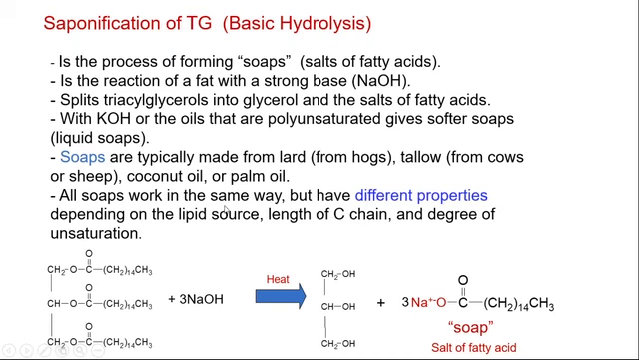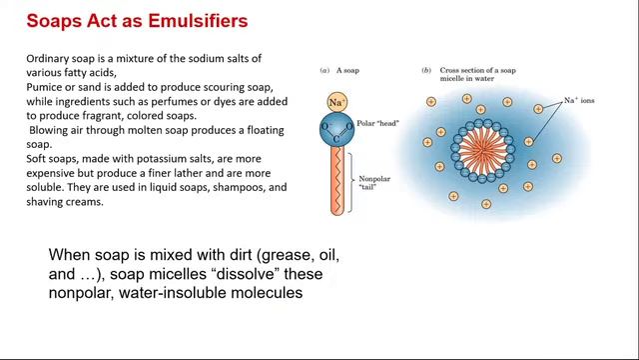All the soaps work in the same way, but they have different properties based on the fatty acid composition of the base oil that is used. And that depends on the length and the degree of unsaturation. As I said, if you have a soap which is soft, that means it is made from an oil which contains a large amount of unsaturated fatty acids. So now let us see how the soaps work.